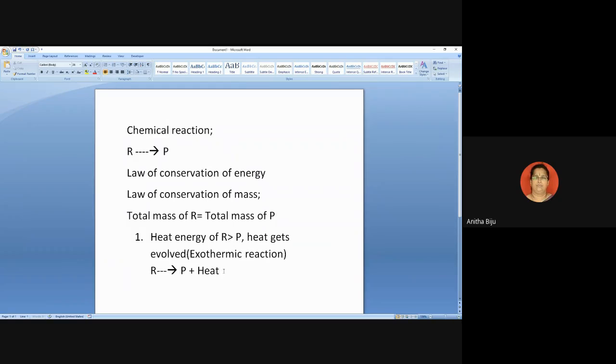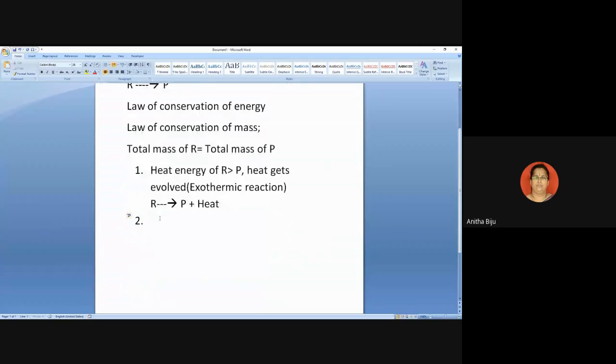So let us think about the second case. What about the second case? We will discuss the second type of chemical reaction. In the second type of chemical reaction, what will happen? Heat energy of reactant is less as compared to product. That means heat energy of product is more.